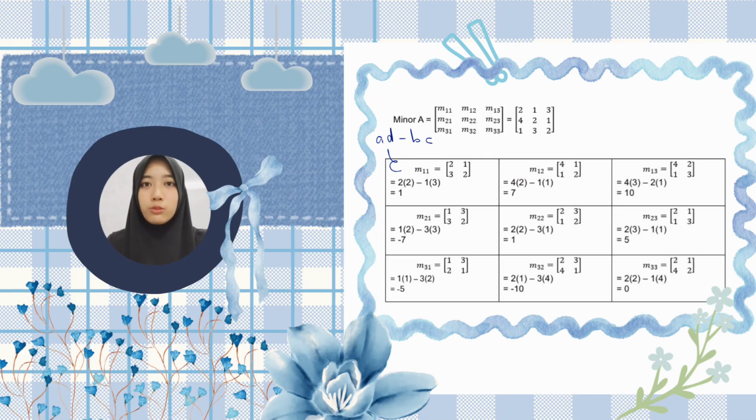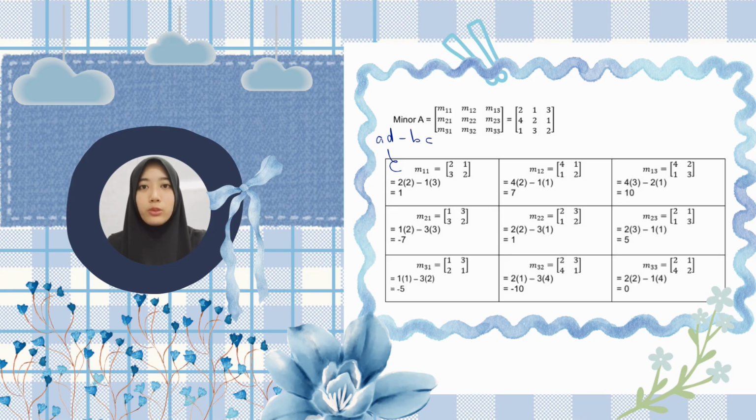Once we have our small matrix box, we solve them using the determinant formula A times D minus B times C. You might ask, why do we use minus? This is a mathematical rule to find the difference between the diagonal product.